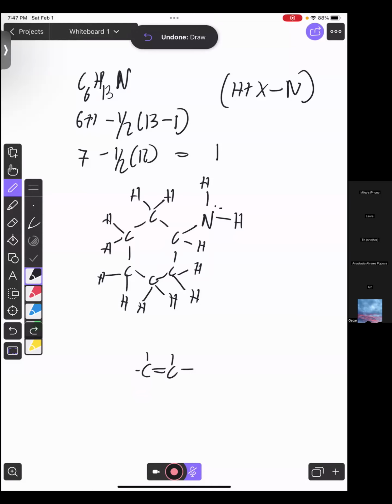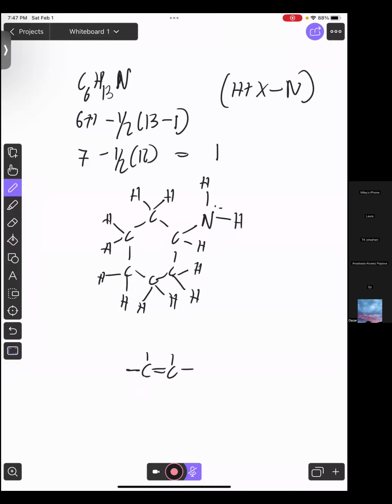You could do a double bond to a carbon. A possible double bonded molecule could look like this: 1, 2, 3, 4, 5, 6 with a nitrogen. And then I'm just gonna respect the rules. This carbon needs 4 bonds, nitrogen needs 3, right? And everybody should be happy here.